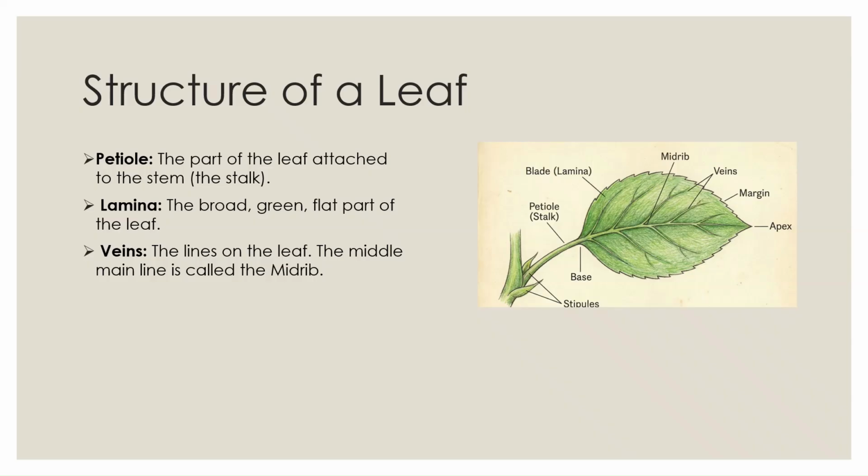Next, let's look at the leaf. The part of the leaf attached to the stem is called the petiole or stalk. The broad green flat part is called lamina. And do you see those teeny lines on the leaf? Those are called veins. The thick line in the middle is midrib.